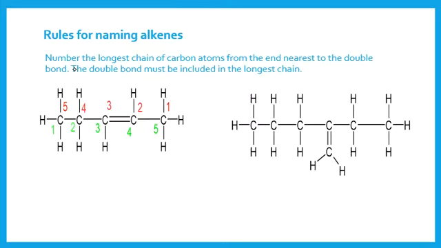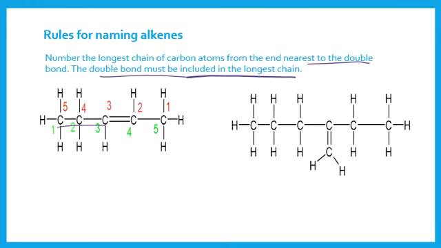Okay, so here it says number the longest chain of carbon atoms from the end nearest to the double bond. This is how we are going to number the chain of carbon atoms. We number it from the end nearest to the double bond, and we also need to make sure that the double bond is included in the longest chain. Okay, so now let's look at this one. What we do is identify the longest chain with the double bond.